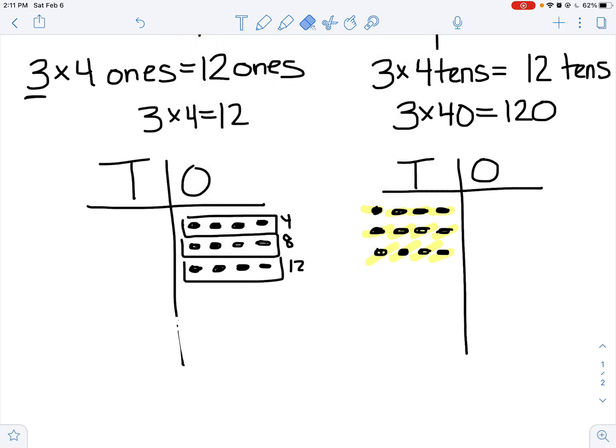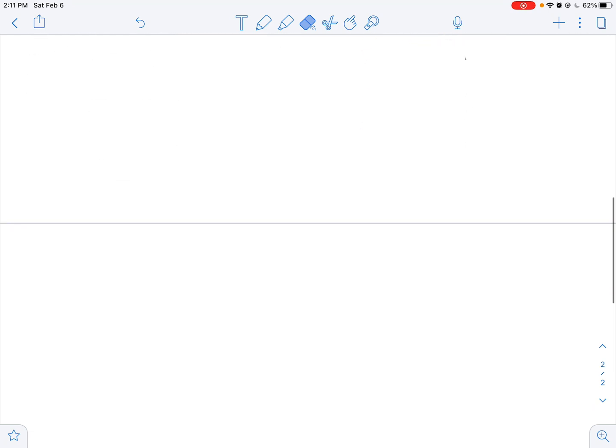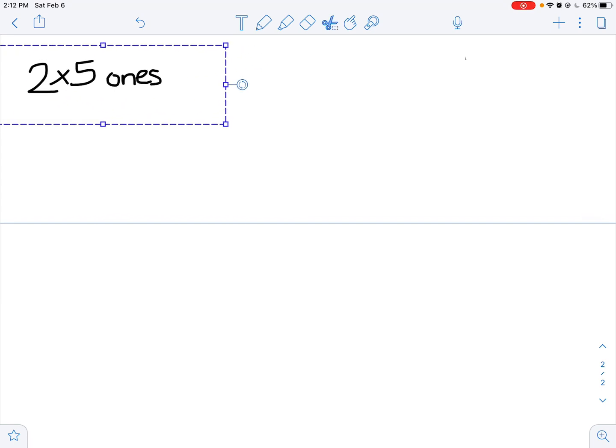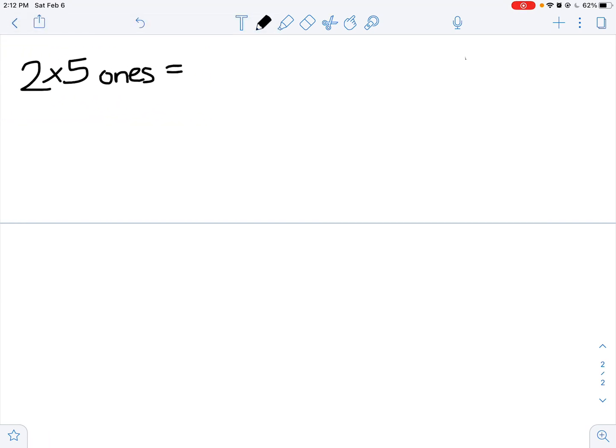So that is how we're going to solve multiplying by multiples of 10. Does that make sense? So let's take a look at one final example. We'll just do one last one. What if I have something like 2 times 5 ones? Already, I know I'm going to have to move this over, so I'm going to get it over there now. Equals how many ones? And that's the same as saying 2 times 5, right?